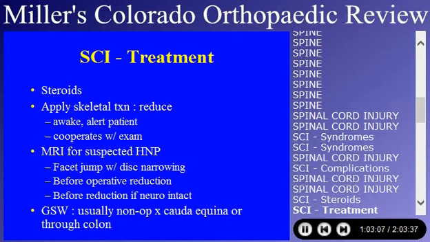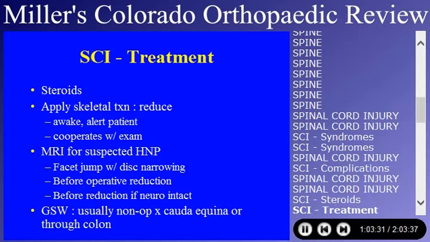The other thing that is relatively common is a gunshot wound, and if you remember one thing about gunshot wounds, it is that the treatment is almost always non-operative. The presence of a gunshot wound to the spine, even when there's a bullet in the canal, is rarely an indication to operate. If there is a bullet in the canal at the level of the cauda equina, there are some surgeons who would advocate removing that.